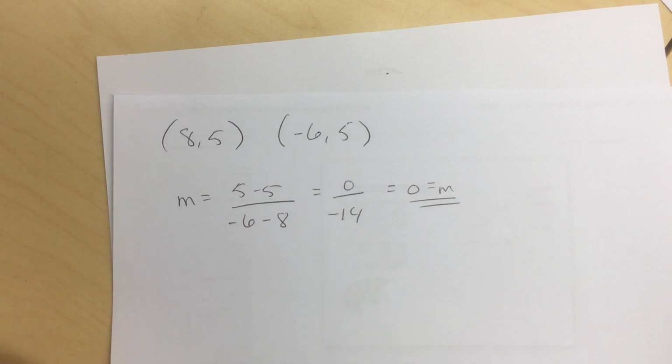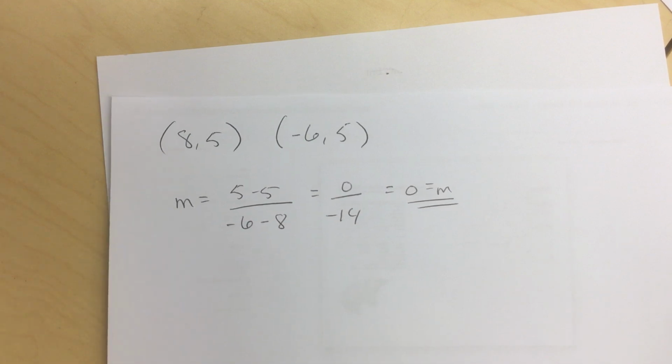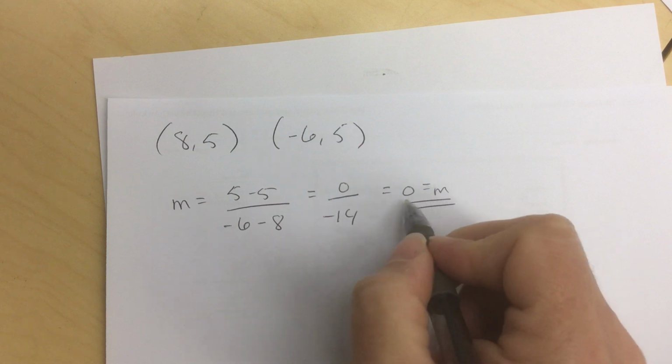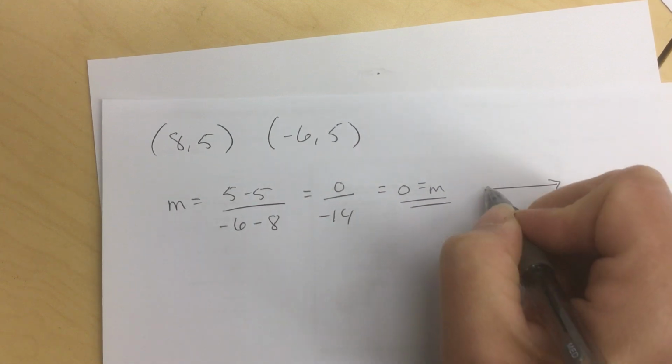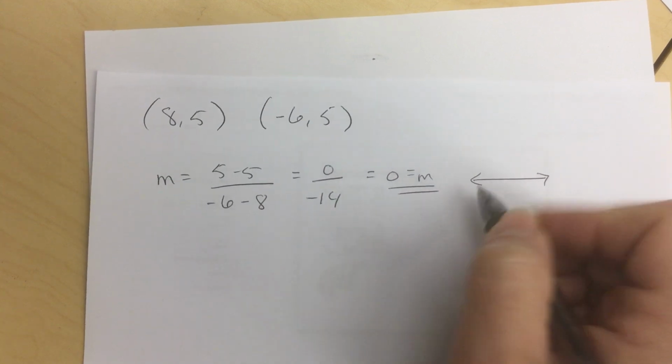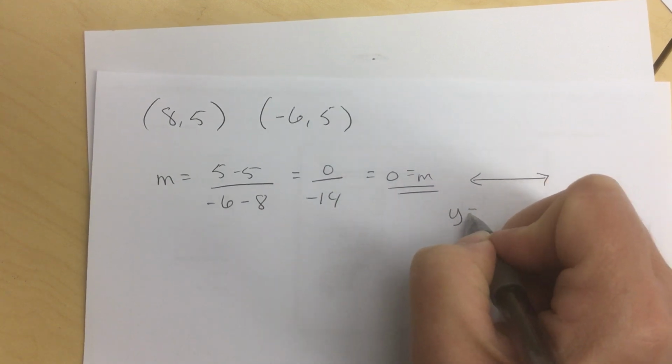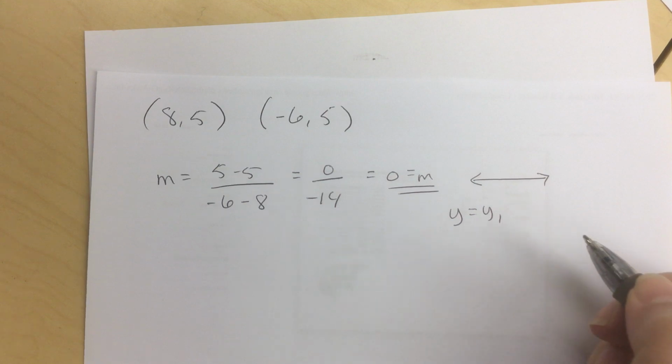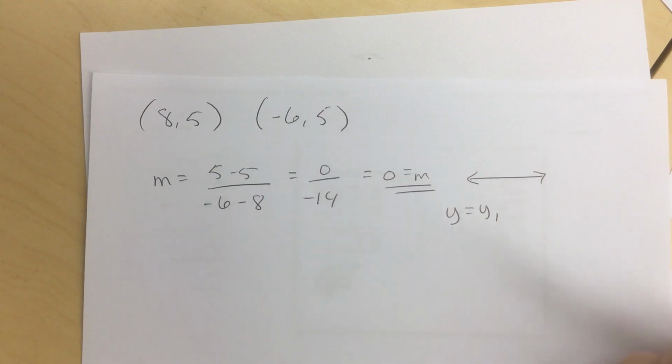Since 0 is a number, you can actually plug it into the formula and use it. But I like to just think this: if my slope is 0, my line is horizontal, and you should have in your formulas that if you have a 0 slope, your equation is y equals y1. So if you don't have that in your notes, write it down now.